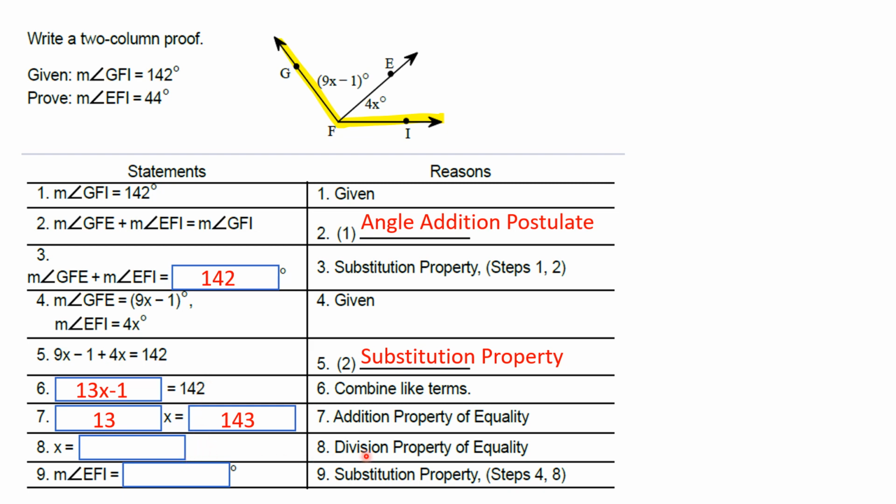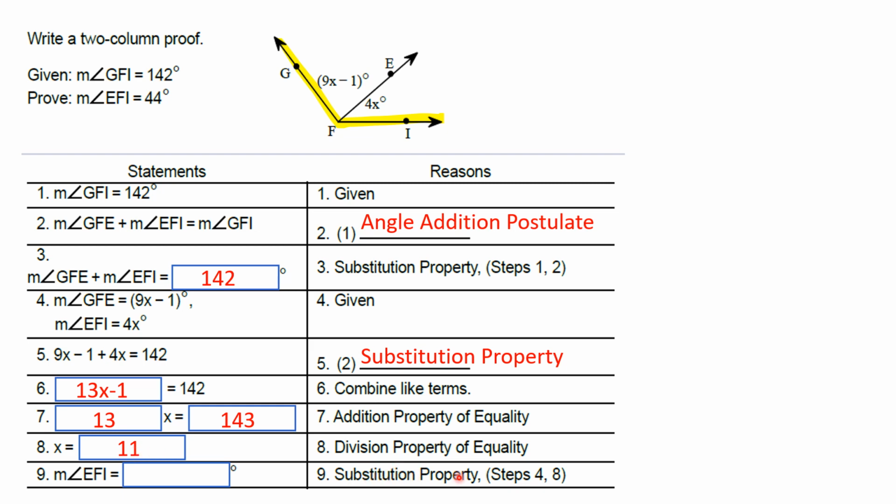All right, now we're supposed to use the division property of equality to get x by itself. So we're going to divide both sides by 13. 143 divided by 13 is 11. All right, so now we know that x is 11.